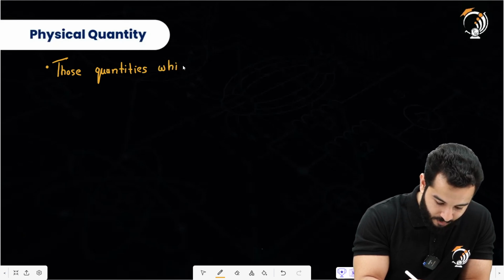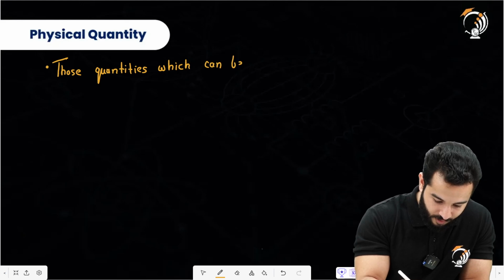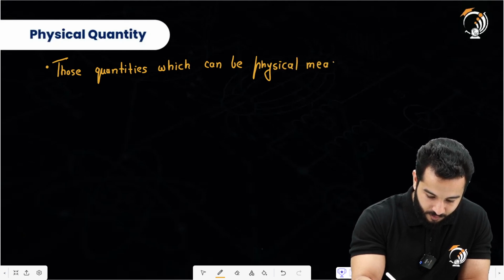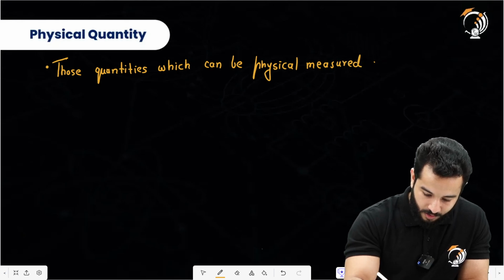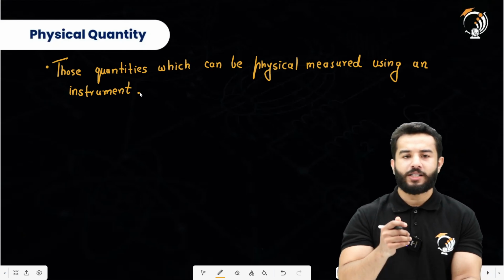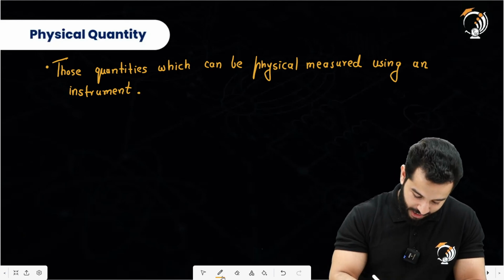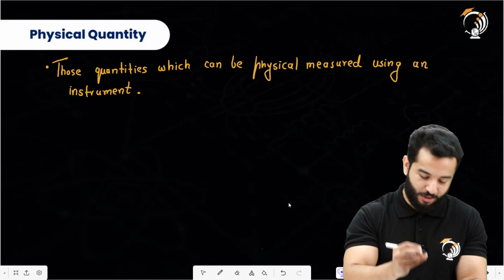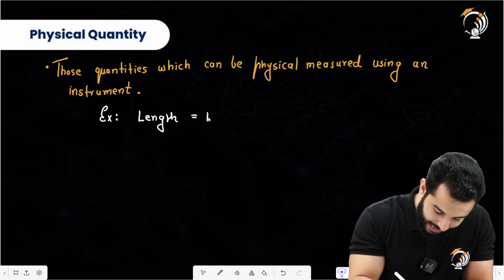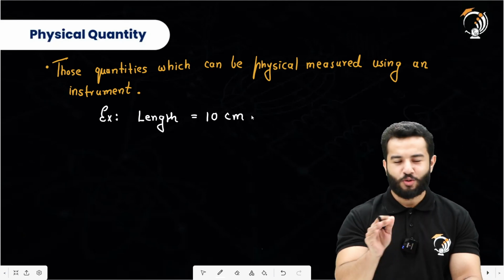which can be physically measured using an instrument, right? We can actually discuss various examples, like when I told you that we are going to measure the length of this pen. Let's suppose, for an example, the length of this pen comes out to be 10 centimeter. Now it's quite easy to understand, right?